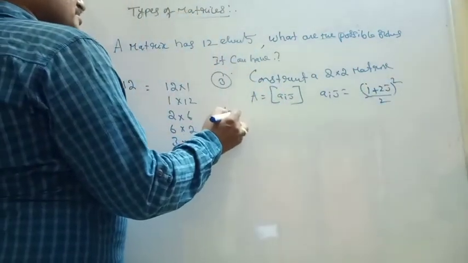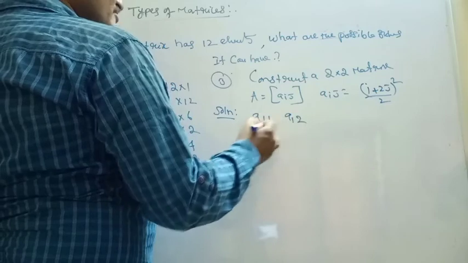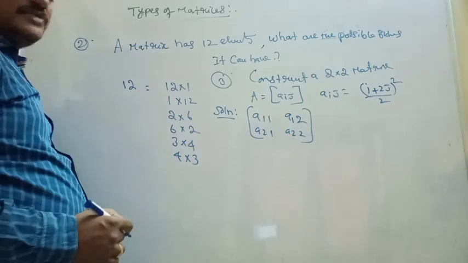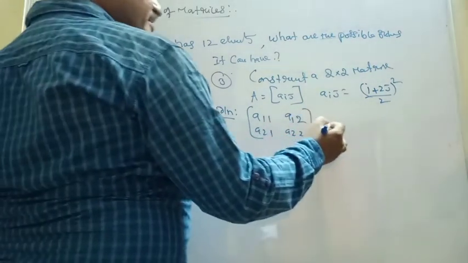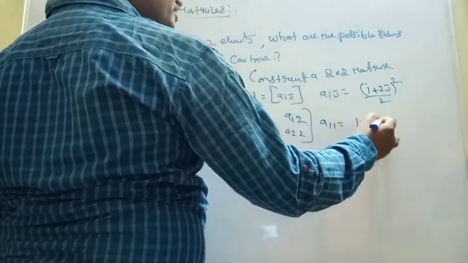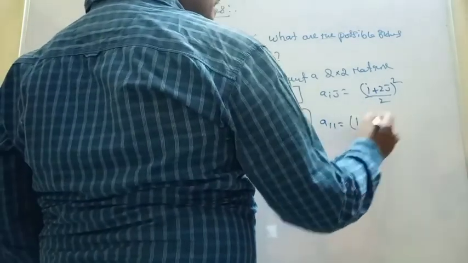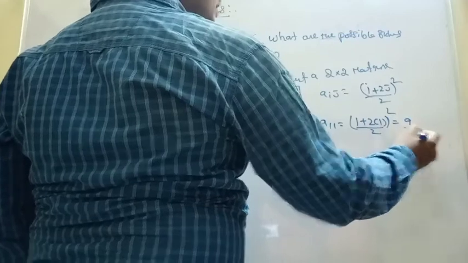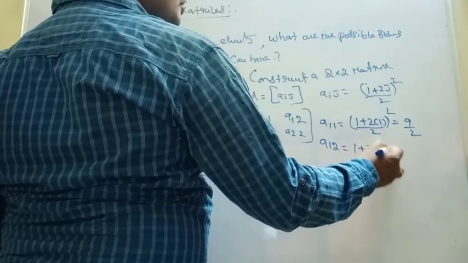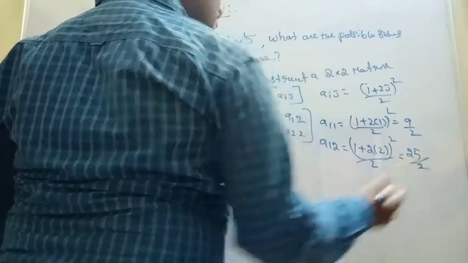You see, my dear students, first of all it is a 2 by 2 matrix. That means A11, A12, A21, A22. Now A11: i is 1 and j is 1, so (1 plus 2 into 1) whole square by 2, that is 3 square, 9 by 2. A12 is (1 plus 2 into 2) whole square by 2, that is 5 square, 25 by 2.